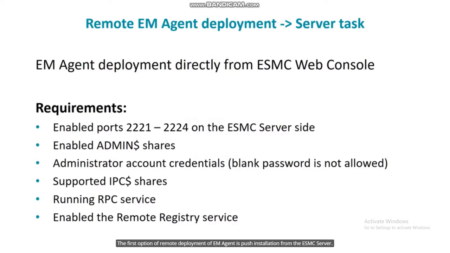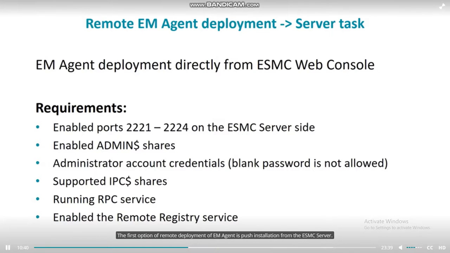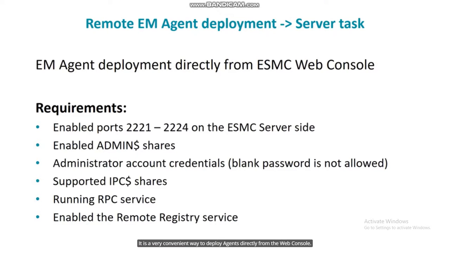The first option of remote deployment of EM Agent is push installation from the ESMC server. It is a server task. It is a very convenient way to deploy agents directly from the web console. For successful deployment, several requirements have to be met in the Windows networked environment. From this point of view, this method needn't be optimal solution for remote agent deployment in company network.